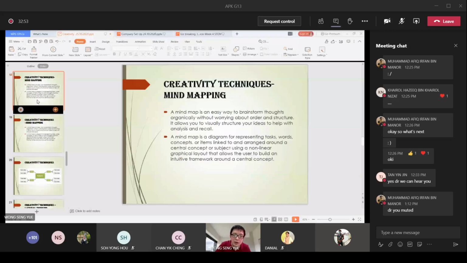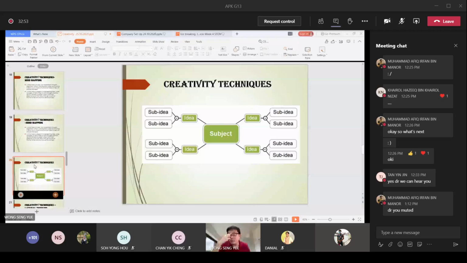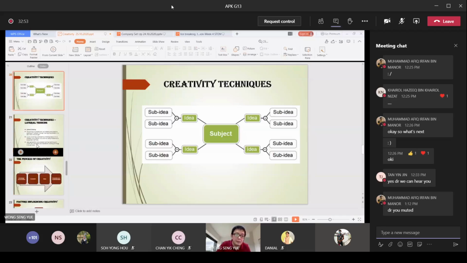So another one we call mind mapping. What mind mapping means is very easy. Mostly you study with the subject number one. Then you expand it to four sub ideas. For these four ideas, you expand to other sub ideas. From these sub ideas, you expand to another 8 or 10 sub ideas. This we call mind mapping.